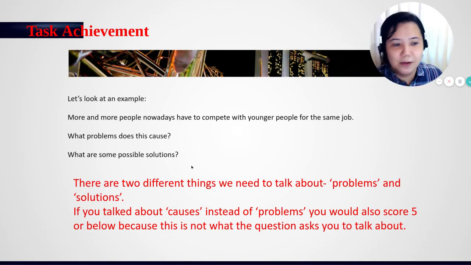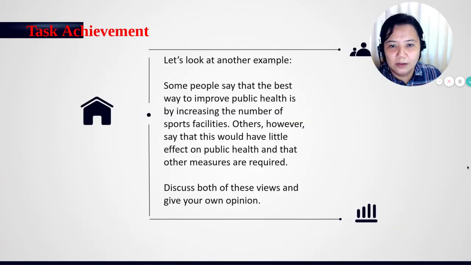Another thing, I'm going to give you another example. We have here the question: Some people say that the best way to improve public health is by increasing the number of sports facilities. Others, however, say that this would have little effect on public health and that other measures are required. So you need to be able to discuss both of these views and give your opinion.